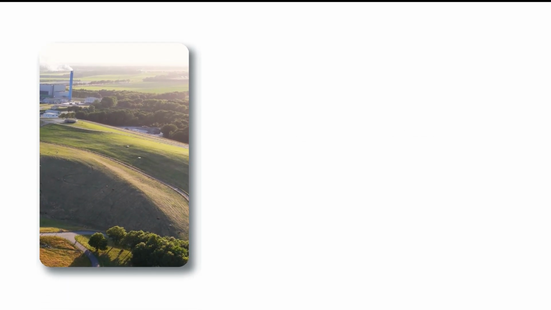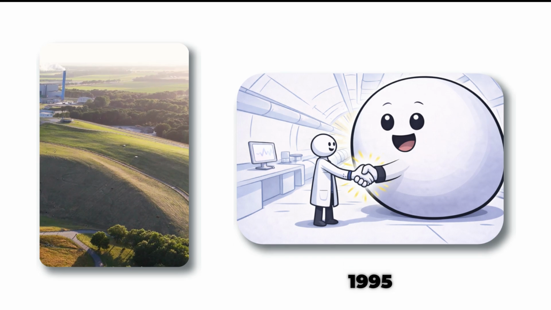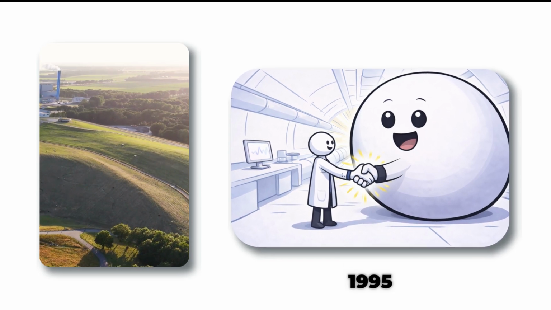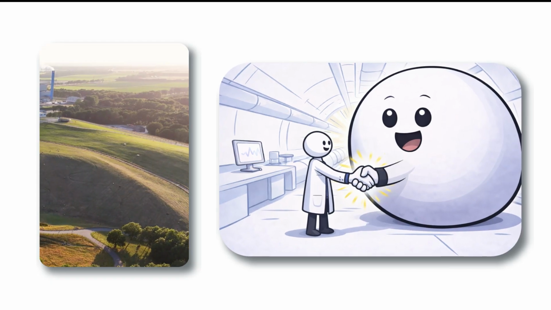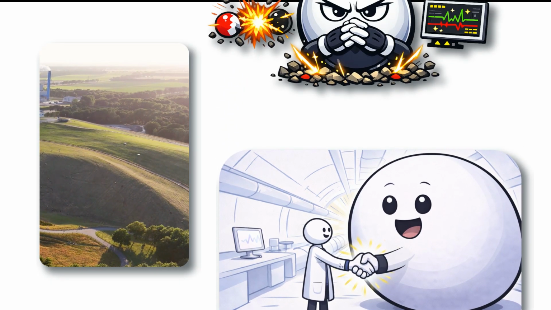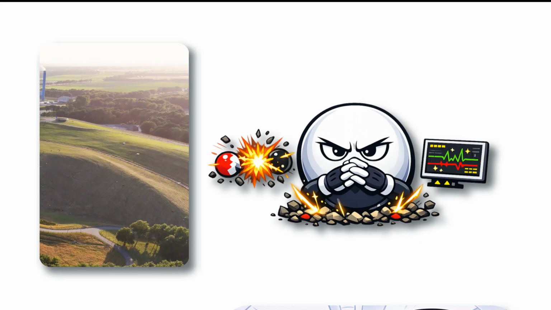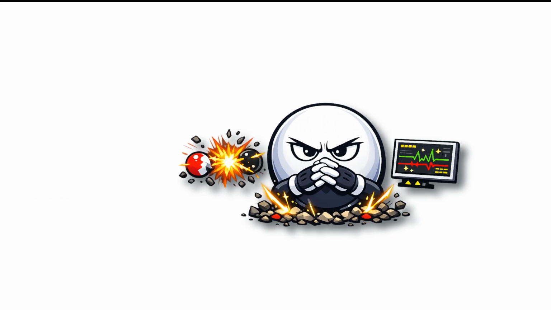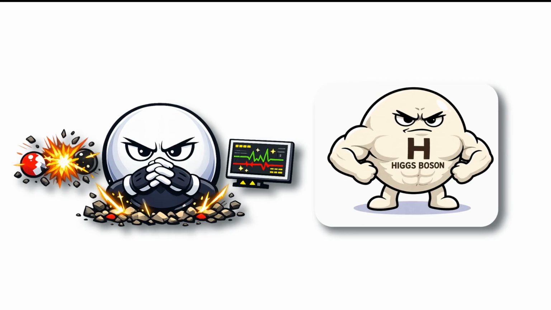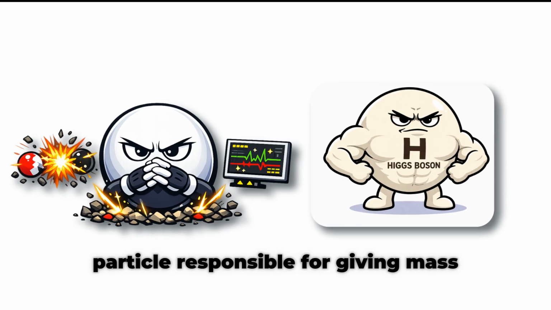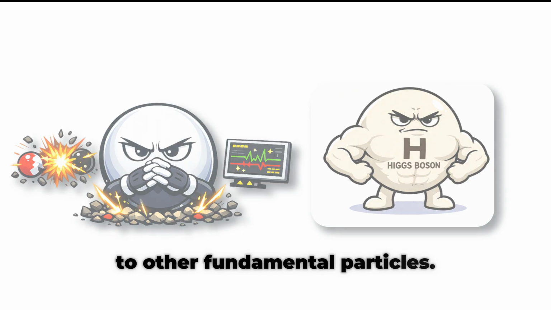Scientists at Fermilab finally detected it in 1995 after a search that had taken nearly 20 years since its existence was first predicted. The discovery required colliding protons and antiprotons at enormous energies. Because the top quark's mass is so large, its properties are deeply connected to the Higgs boson, the particle responsible for giving mass to other fundamental particles.